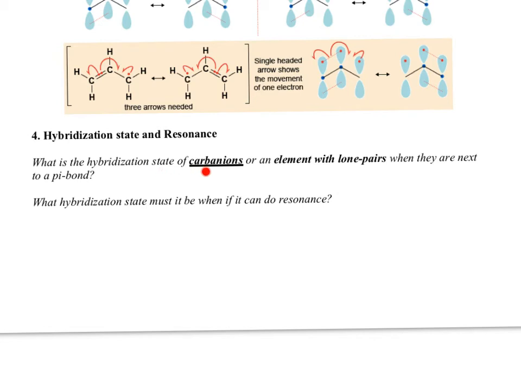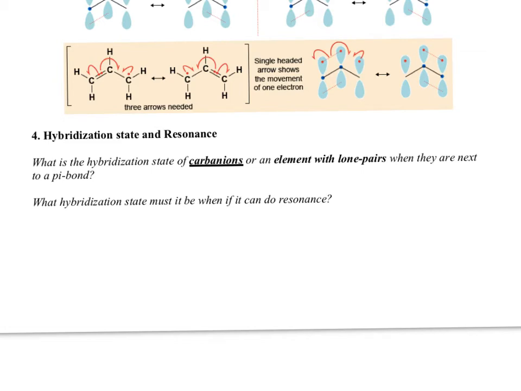What is the hybridization state of a carbanion or an element with lone pairs when they are next to a pi bond? So if you're a carbanion, have a negative charge, a lone pair on carbon, or you're an element with a lone pair, and you're next to a pi bond, what hybridization state must you be if you want to do resonance? Or at least which one can't you be? You can't be sp3. You cannot be sp3. And why is that?